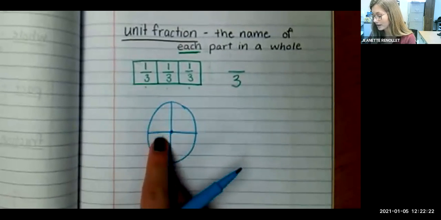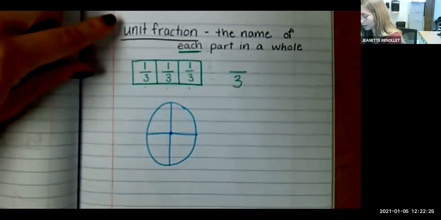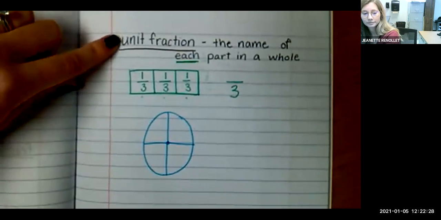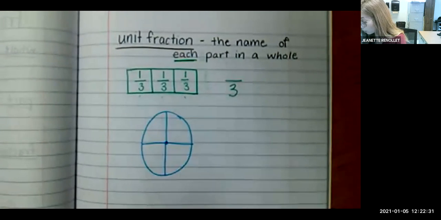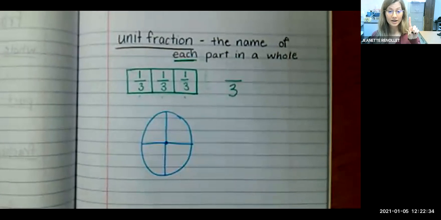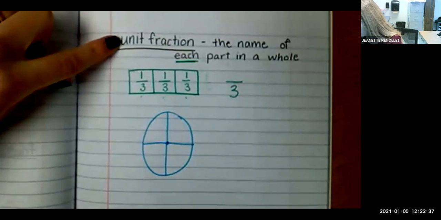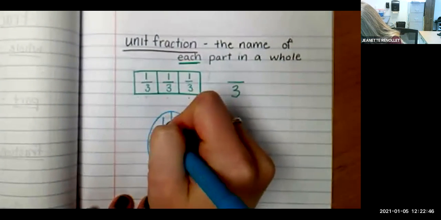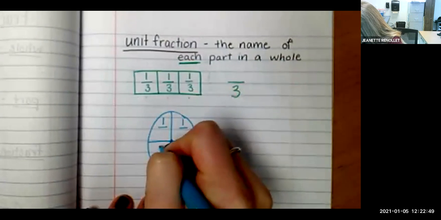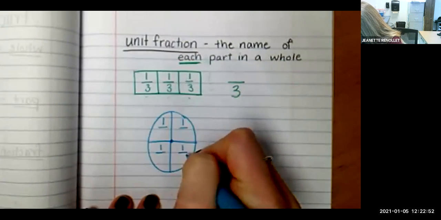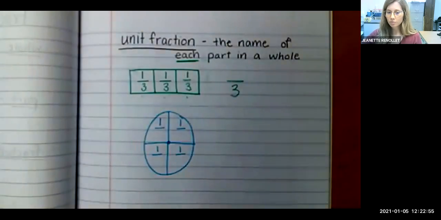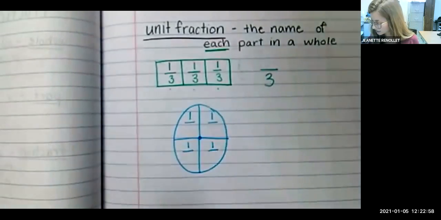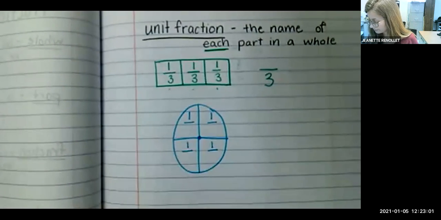Now I'm going to think about the name of these parts. I'm going to think about the unit fraction. I know that each one has a numerator of 1. Unit fractions always have a numerator of 1 because it's talking about 1 part. So I can write my numerator in each one, and then I can think about my denominator. Each part of a unit fraction has a numerator of 1. Now I need to think about my denominator.